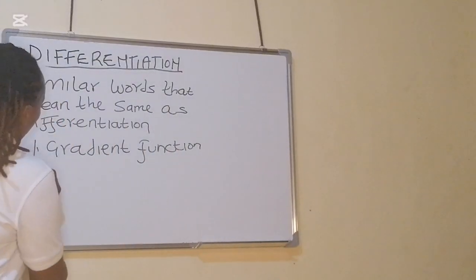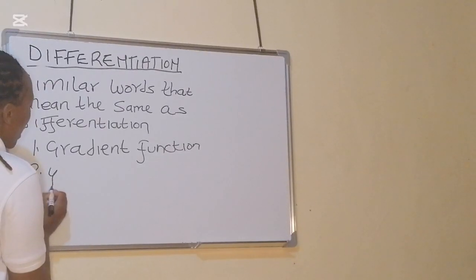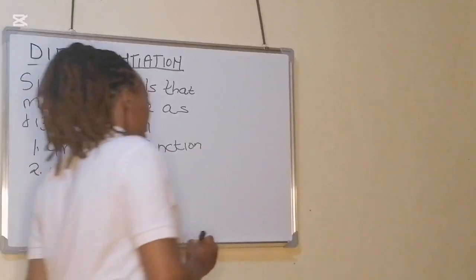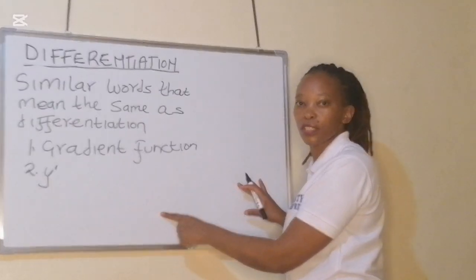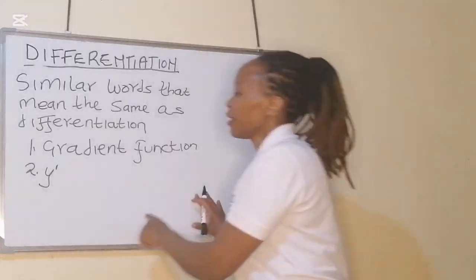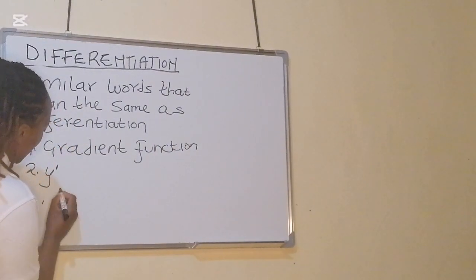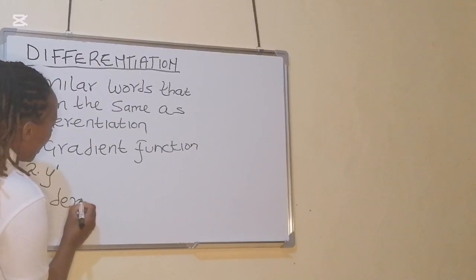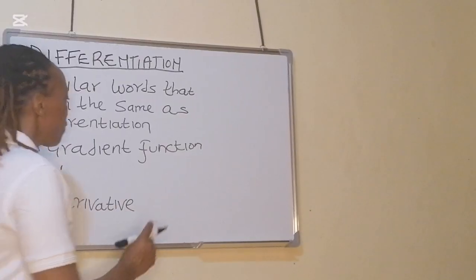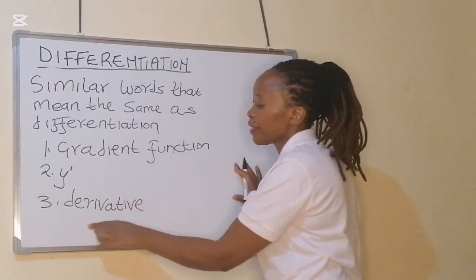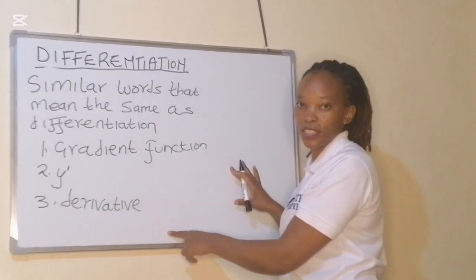The second one is when the examiner tells you find the y prime. Find the y prime. They expect you to differentiate. Number 3, if the examiner tells you find the derivative, they expect you to differentiate.